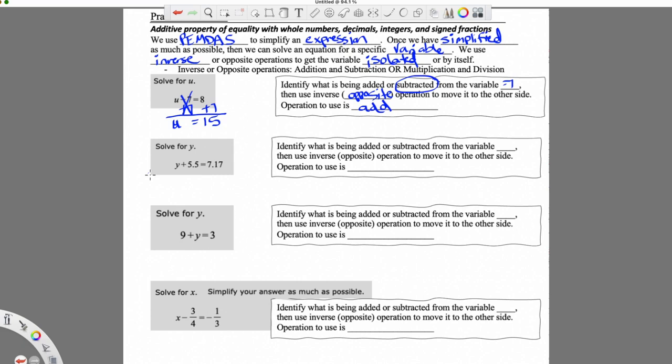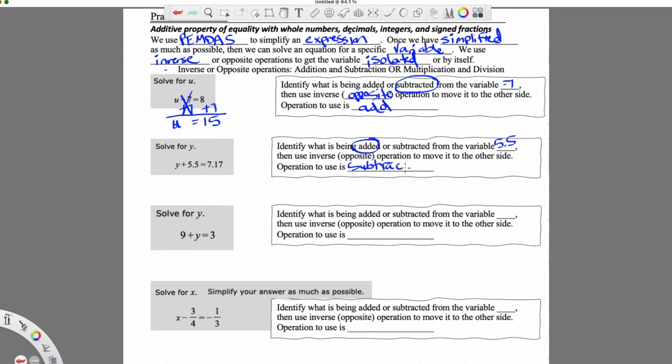All right, so we're going to identify what is being added or subtracted from the variable. I can see that I'm adding 5.5. So I'm going to use the opposite operation to move it to the other side. The opposite operation is subtract.